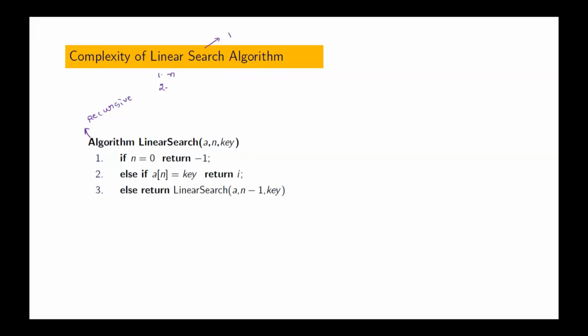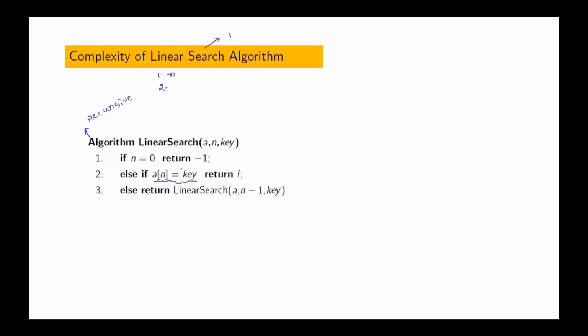Function calls. No. According to the RAM model of computation, function calls or loops are not considered as simple direct operations. It is a comparison operation. What is that comparison actually? A of n is equal to key. So here we can consider this as the most important operation.